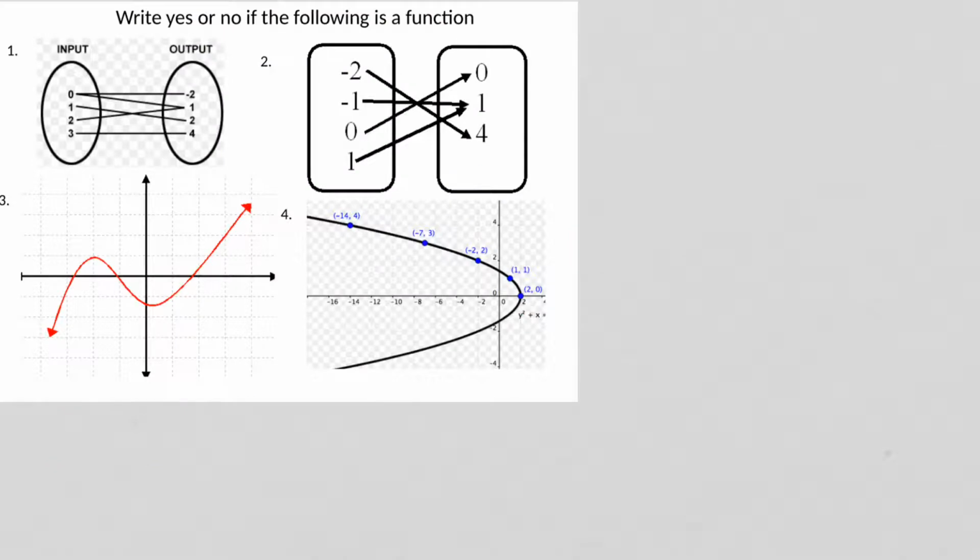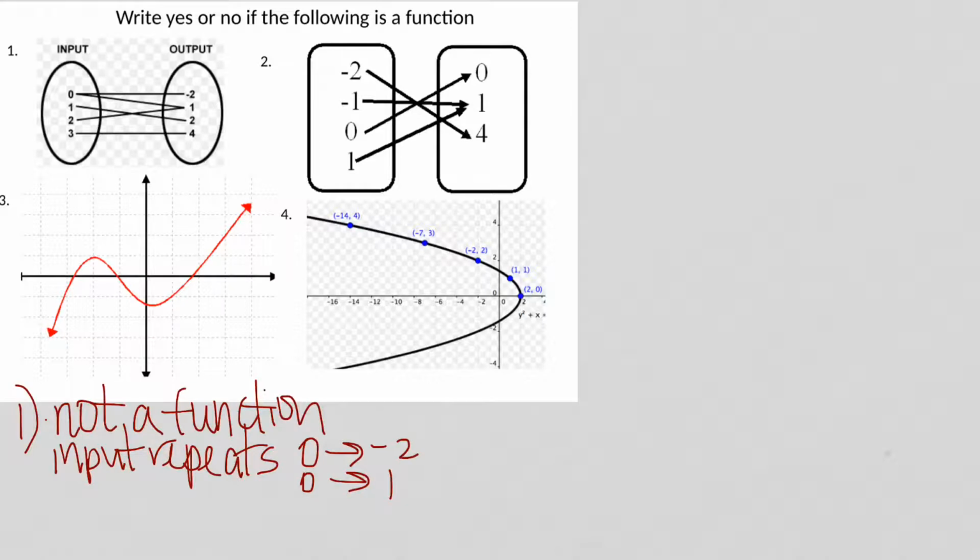Alright, let's take a look at some more examples of relations. 1 and 2 are arrow maps. So pause the video, take a look, and tell me if those 2 are functions. Alright, for number 1, this is not a function. The 0 is going to -2, and the 0 is also going to 1. So that means the domain, the input, repeats, not a function. Number 2, the arrow map is a function because the domain does not repeat. They're all going to 1 output value.